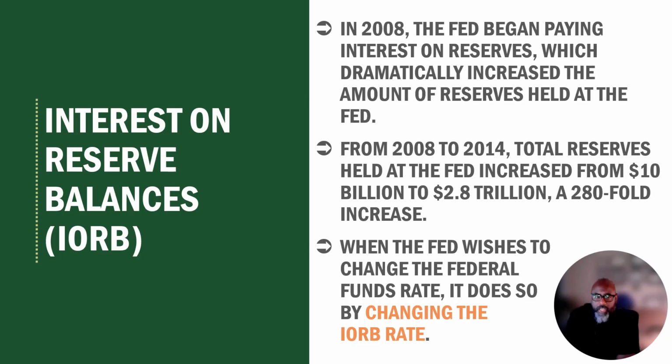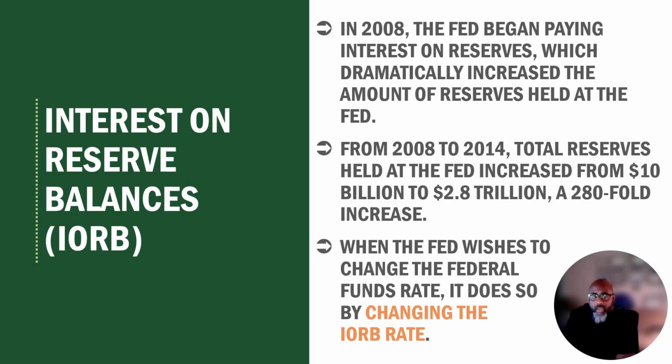After the 2008 crisis, this system changed significantly. To stabilize the banking system, the Fed began paying interest on reserves held at the central bank, which gave banks a safe, risk-free place to store funds and reduced their incentive to lend excessively. As a result, reserves in the banking system surged from around $10 billion to over $2.8 trillion within a few years.